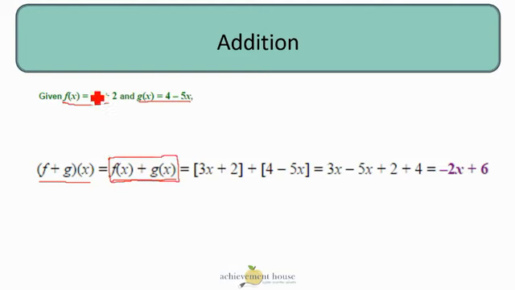So I'm going to take f of x, which is 3x plus 2. I'm going to put that where f of x is. I'm going to take g of x, which is equal to 4 minus 5x, and I'm going to substitute that where it says g of x. So I have 3x plus 2 plus 4 minus 5x. And from there, I simply drop the brackets and combine like terms. 3x minus 5x is negative 2x, and 2 plus 4 is 6. Therefore, f of x plus g of x equals negative 2x plus 6.